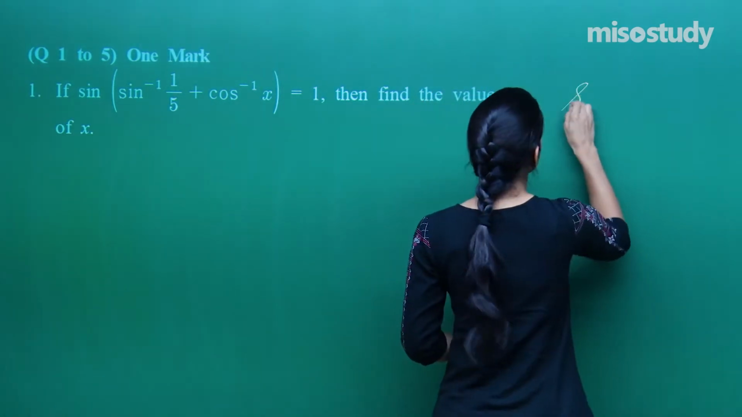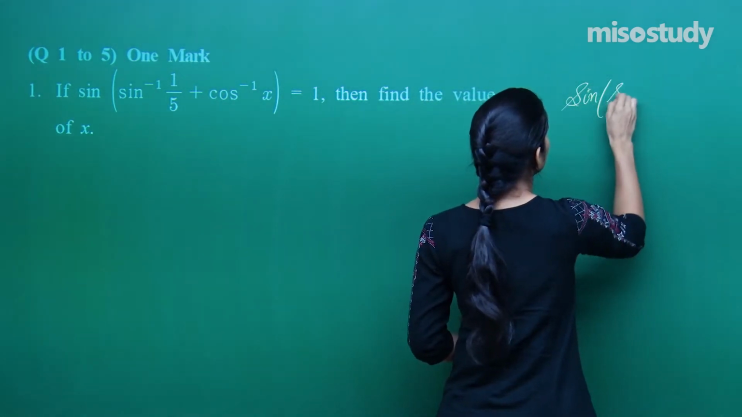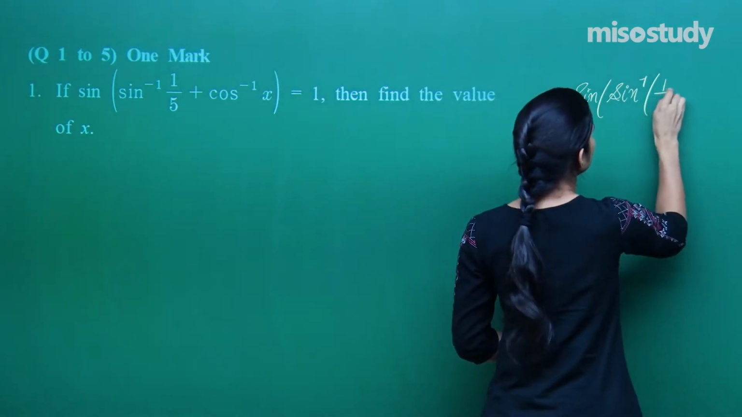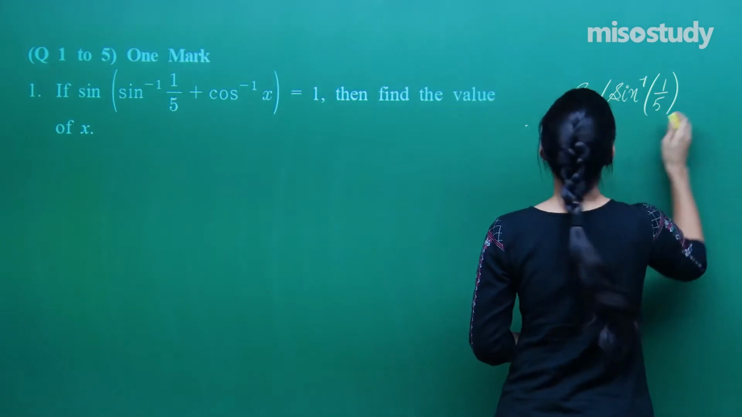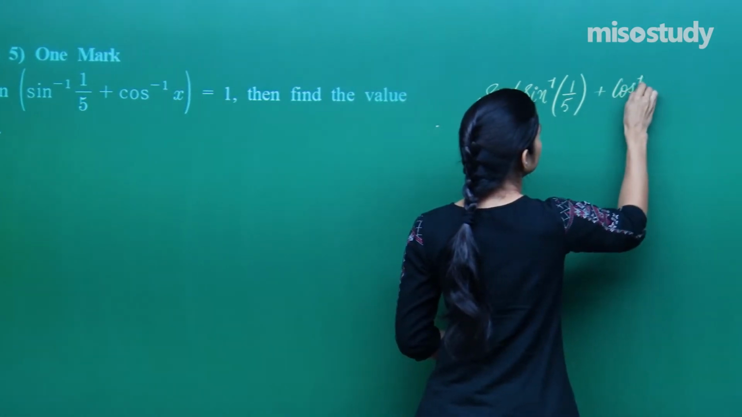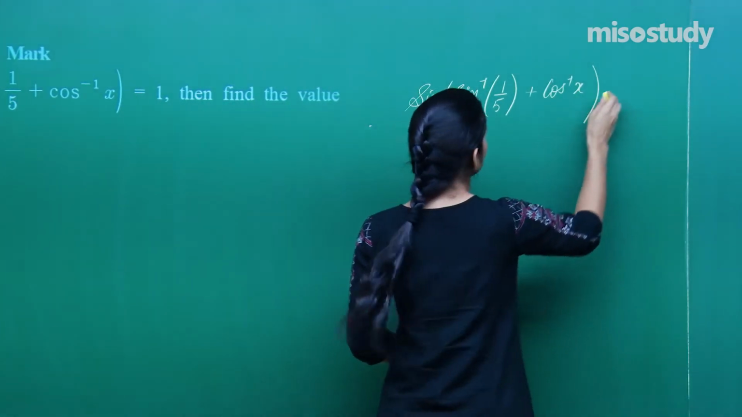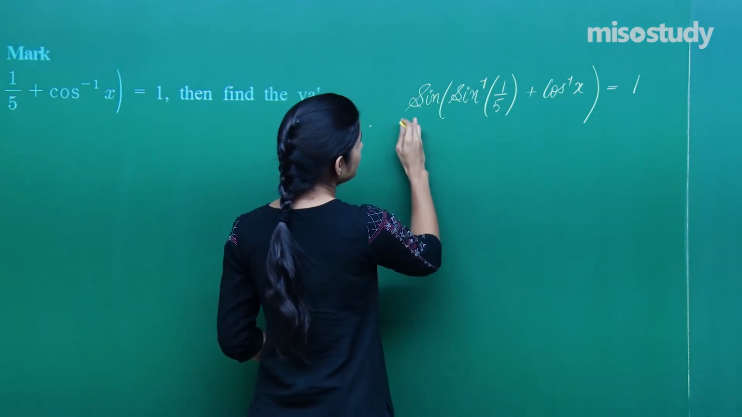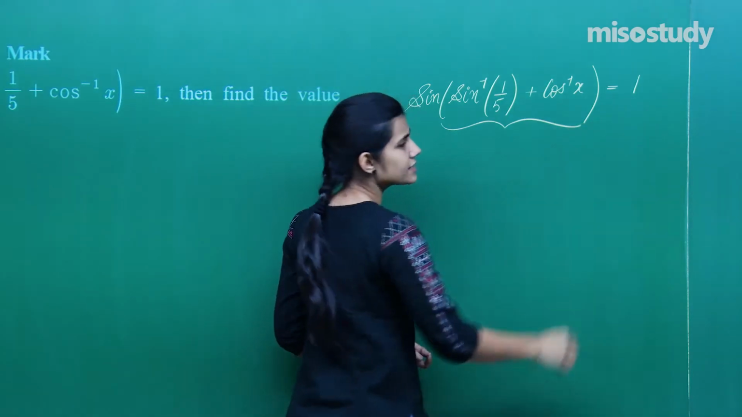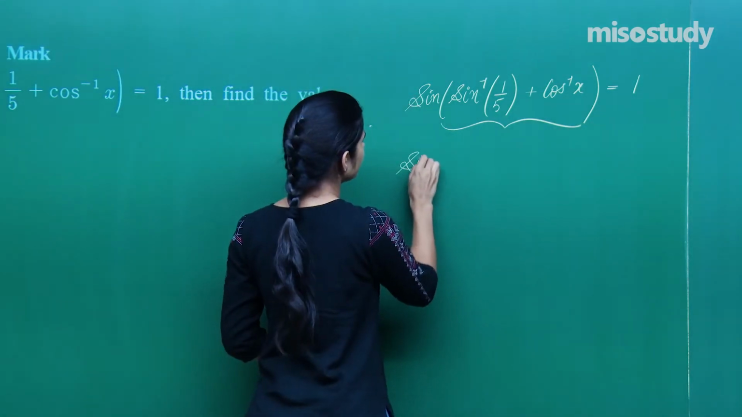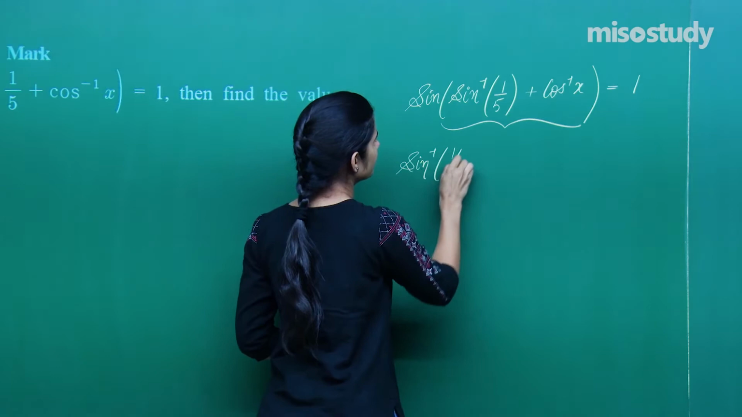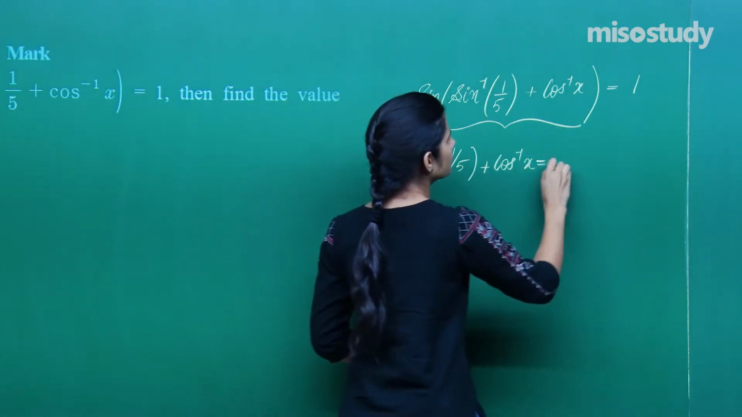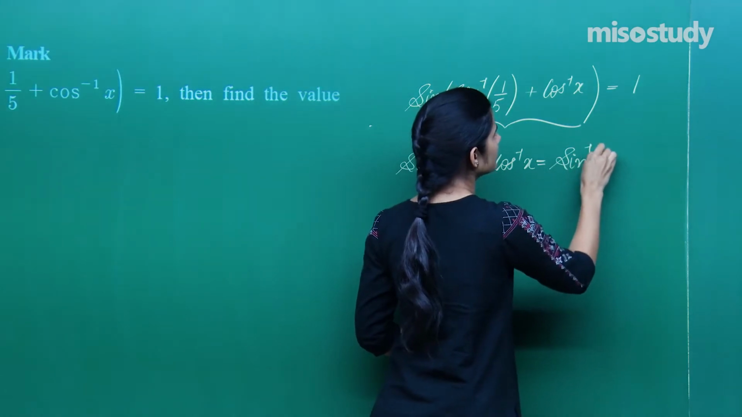The expression is sine of sine inverse of 1 by 5 plus cos inverse x, which is given to be equal to 1. Clear? Now obviously if sine of something is 1, that means this something, that is sine inverse 1 by 5 plus cos inverse x, will be equal to sine inverse 1.